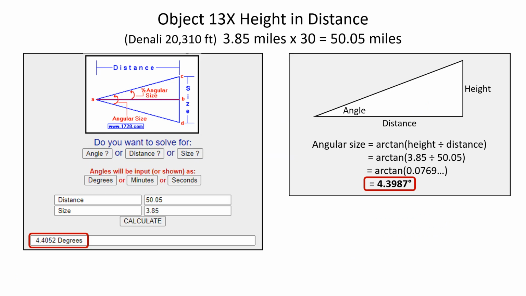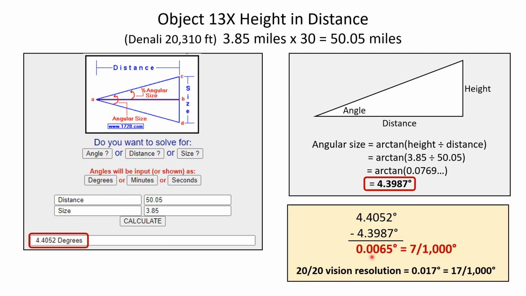But once the object is about 13 times its height in distance, then either one of these calculations is close enough. In this case, the difference is 0.0065 degrees, which is about 7/1000ths of a degree, and you can see that it is even smaller than the resolution limit of a person with 20/20 vision, which is 17/1000ths of a degree.